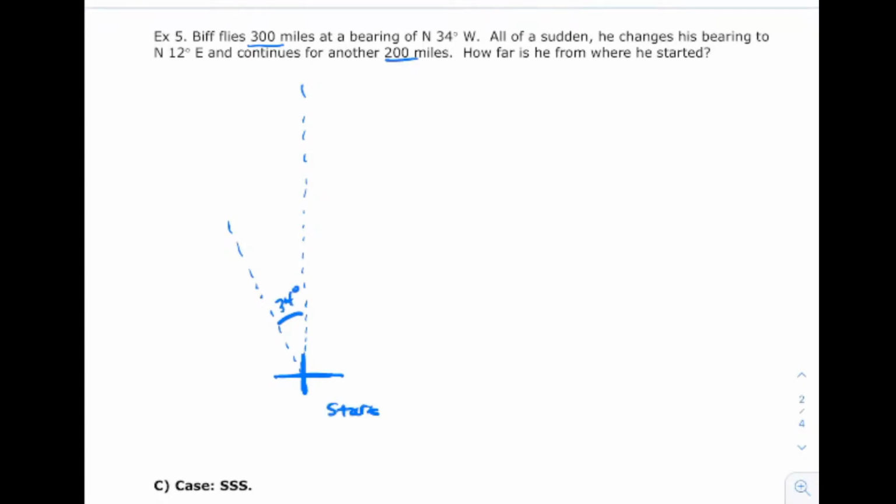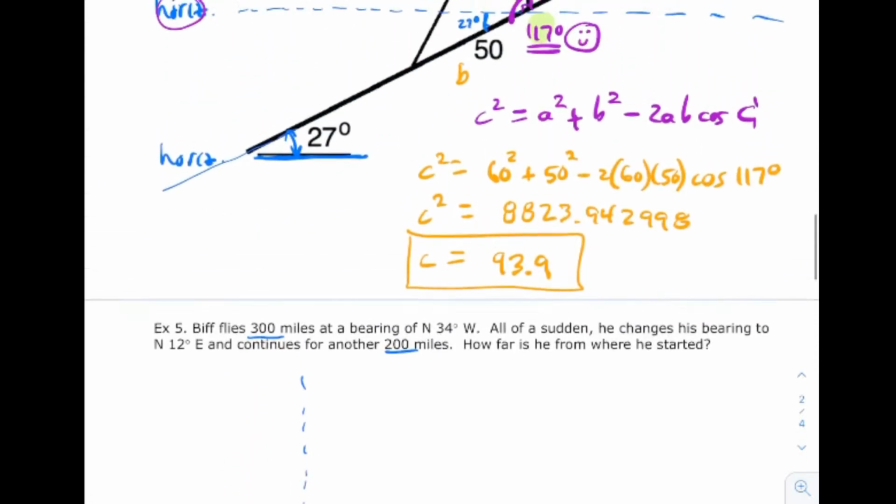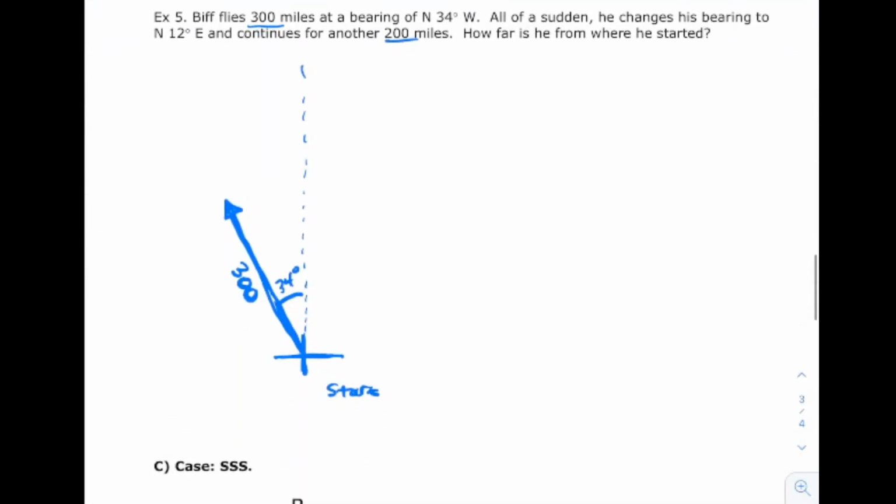And we're going to say that he went 300 miles, so let's just darken this line because he's going that way. I'll put an arrow there. And this is 300 miles. So that's the first leg of his trip. Now I think I'll change colors for the second leg of his trip. The second leg of his trip, he changes his bearing.